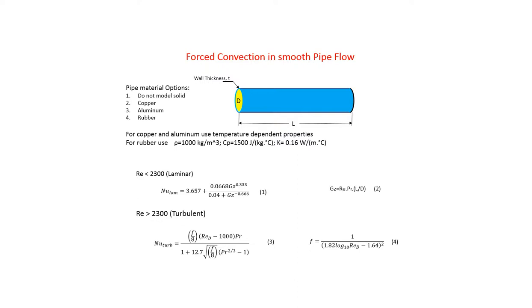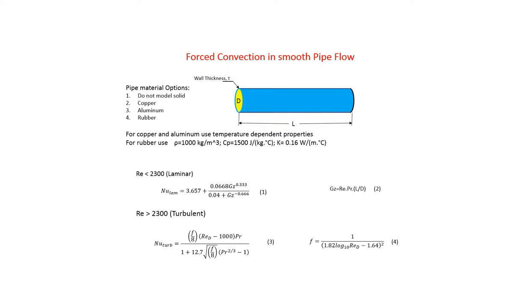If aluminum or copper is chosen, we want to use the temperature-dependent material properties from the ThermoFlo library. For rubber, we will use density of 1,000 kilograms per meters cubed, specific heat of 1,500 joules per kilogram C, and thermal conductivity of 0.16 watts per meters degree C.